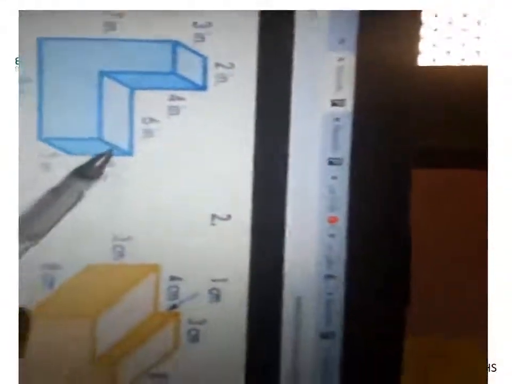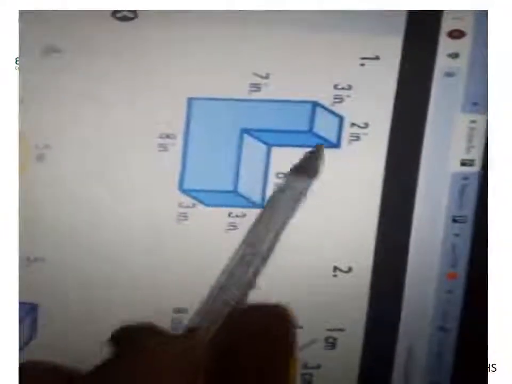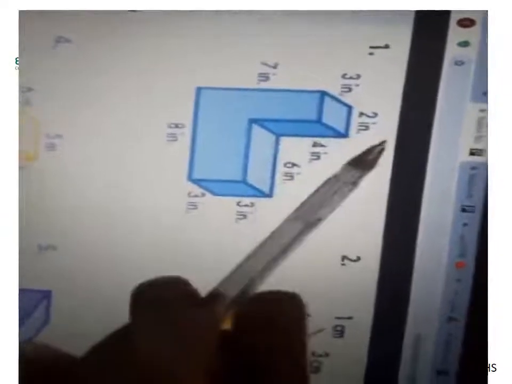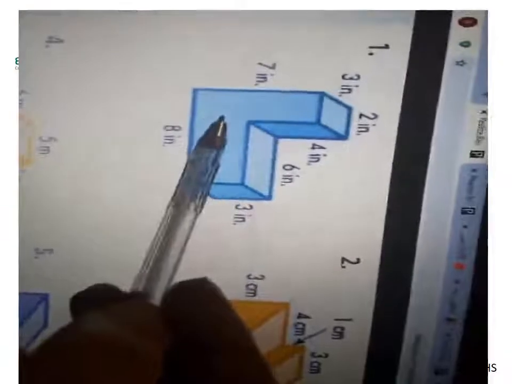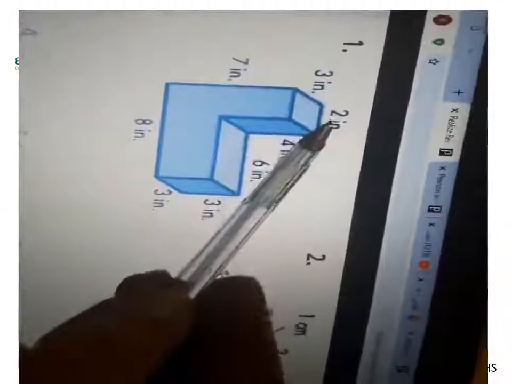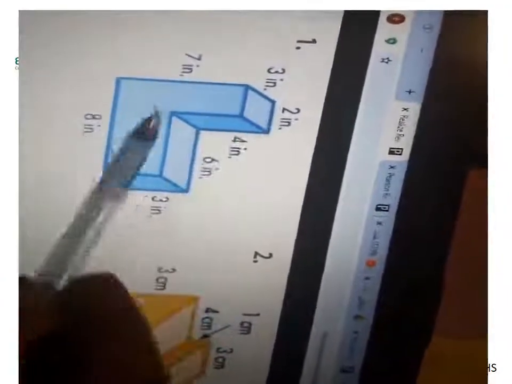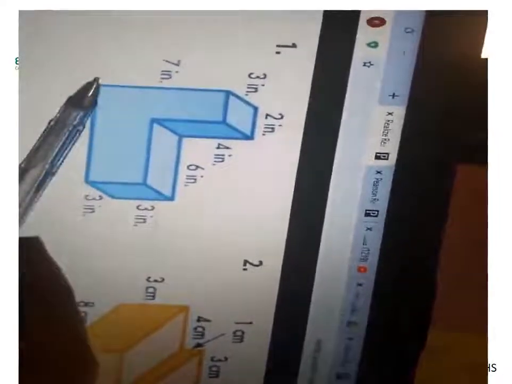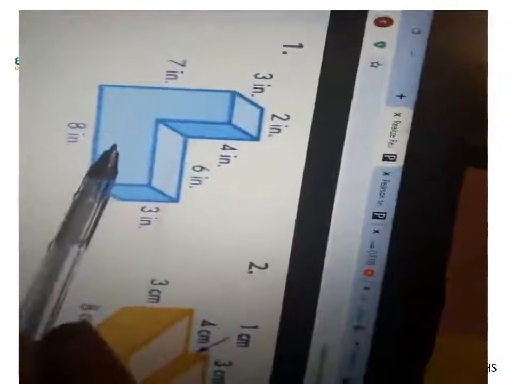Look at your homework here. Okay, this question, this is the same as the one we solved. Okay, we can divide the figure upper and down. Upper 3, 2, and its height 4, not 7 for the total, but here we talk about the upper one. The lower one, its dimensions 8, 3, and 3. Then we can find the volume.